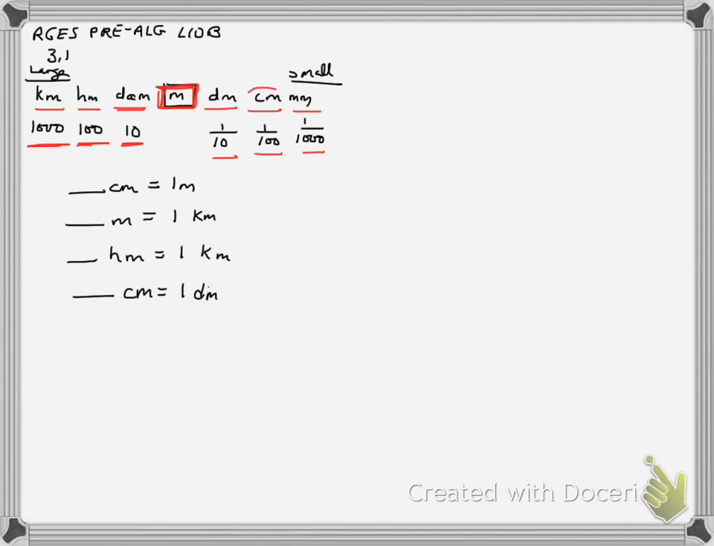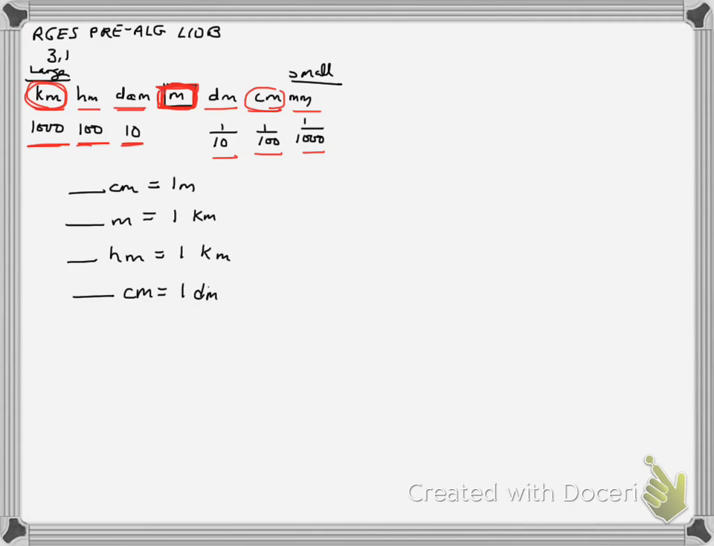A centimeter is a little less than half an inch, and a meter is about a yard, and a kilometer is 5/8 of a mile. So that gives you some kind of feel for these distances. Again, you want to learn the order.